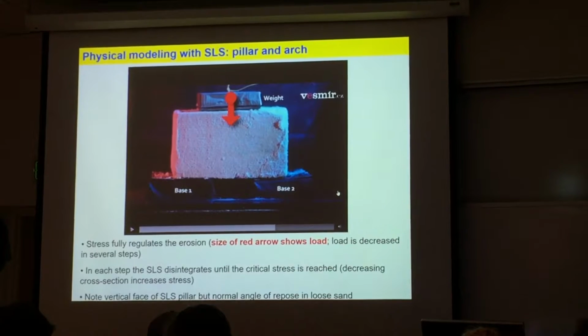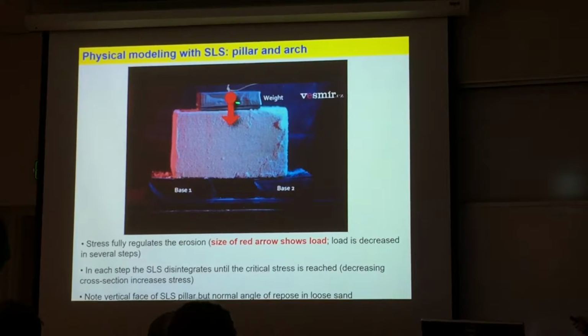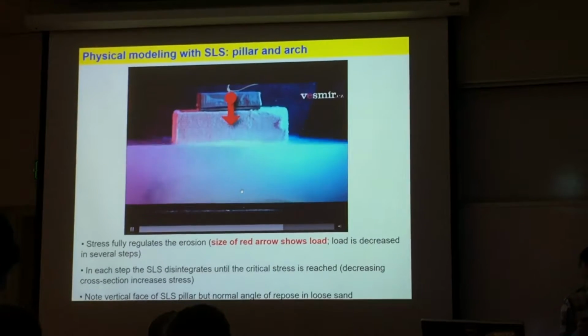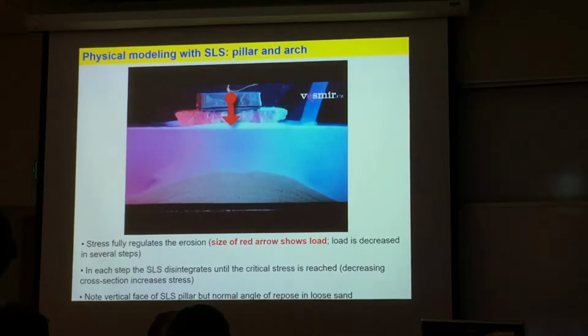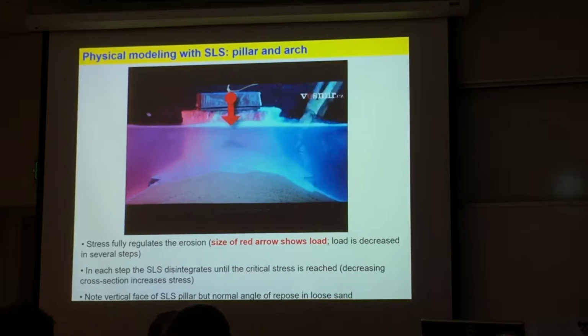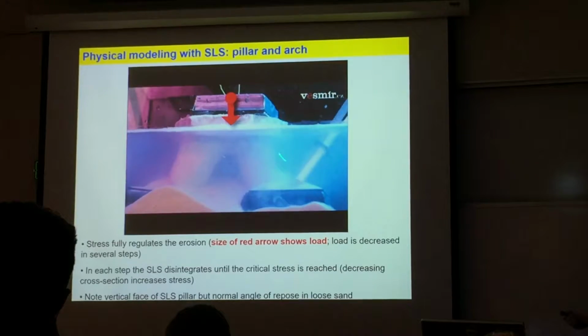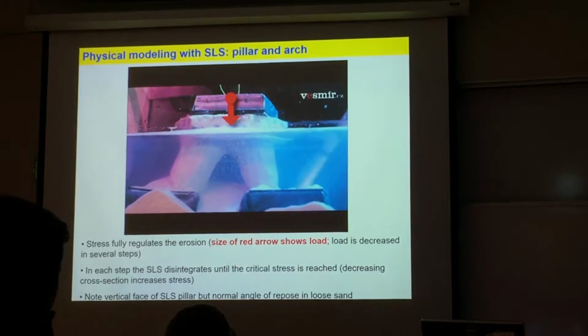The form disappears. Now, a very similar experiment, seemingly. We have two bases and one top loading. We have a similar shape of the material. It could be easily cubed. And see what will happen. We have two bases, not just one base. And instead of a pillar, there is an arch. So what this shows is that it's the stress field that fully controls the erosion.